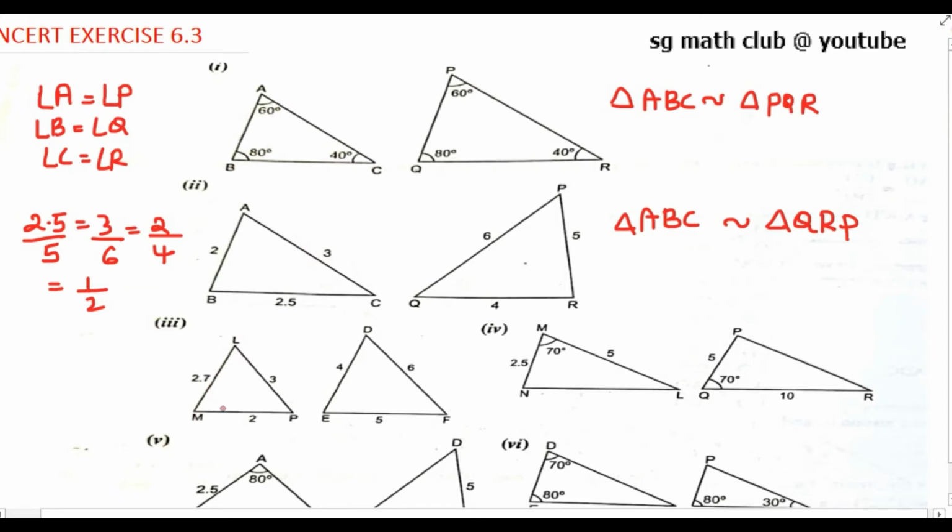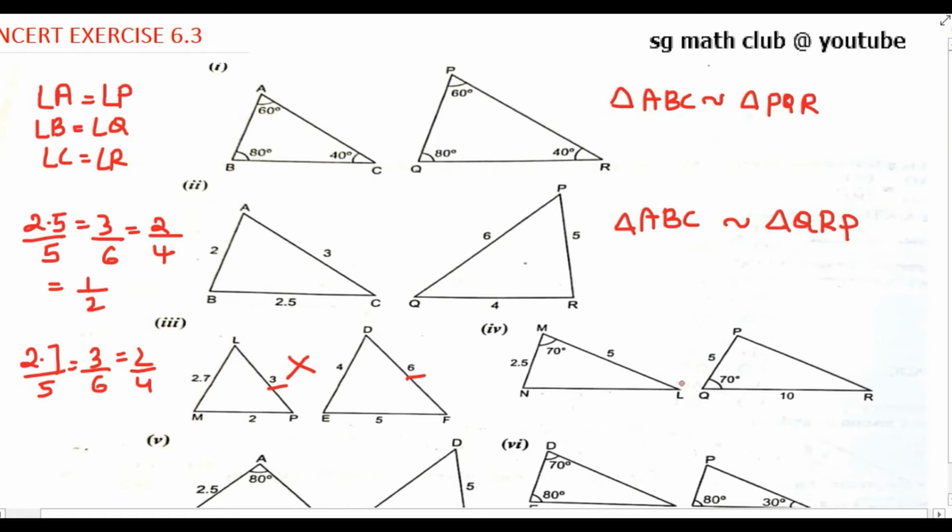Now we'll see the third triangle. In the third triangle, it is LMP and DEF. So if you take LM divided by EF, that is 2.7 divided by 5. Again, we can take 3 by 6, and 2 by 4. These two sides are in proportion, but this side is not in proportion. So we can say that these two triangles are not similar.